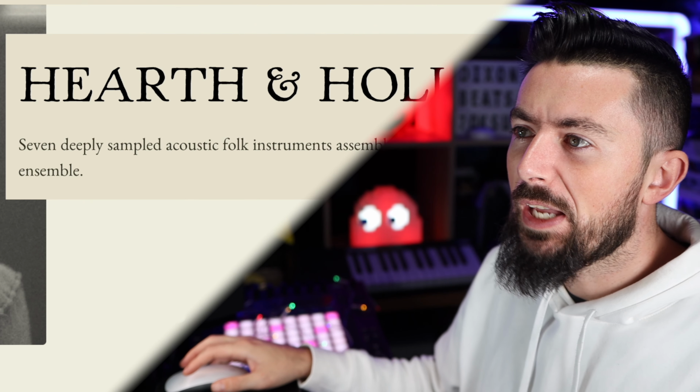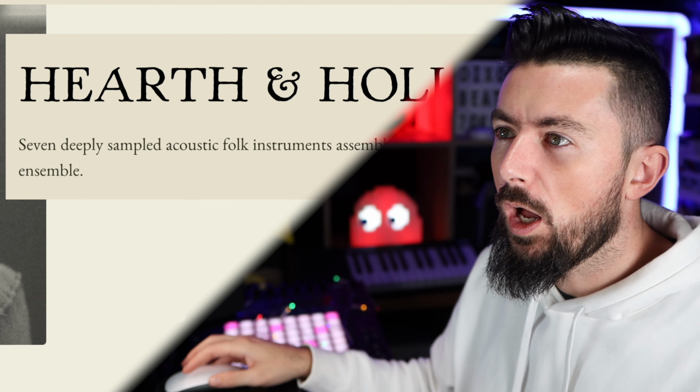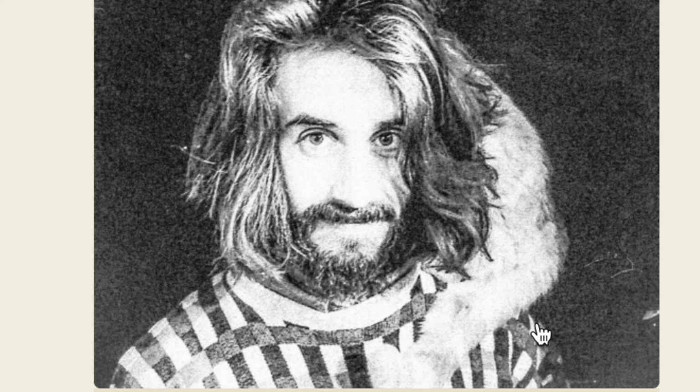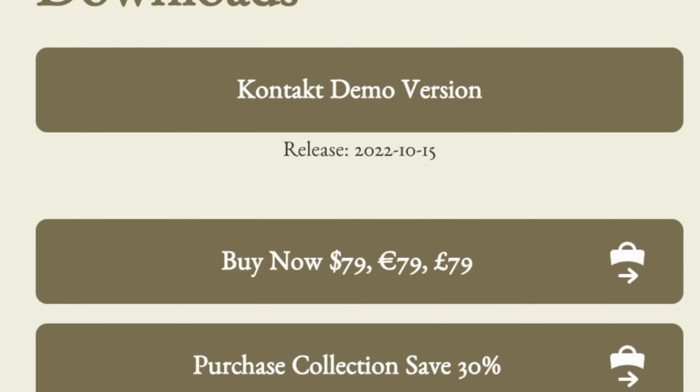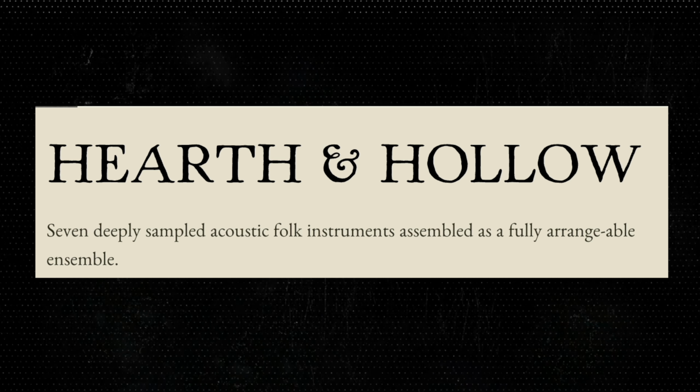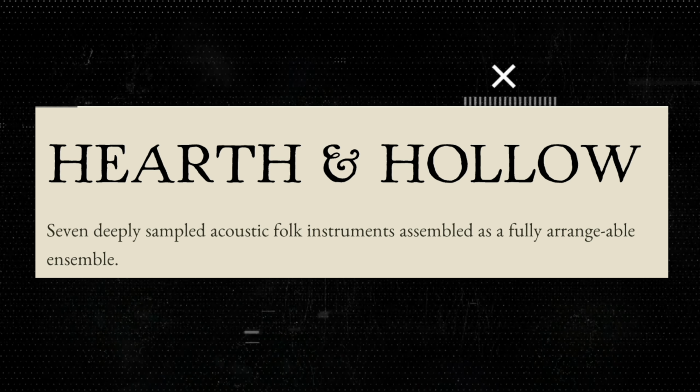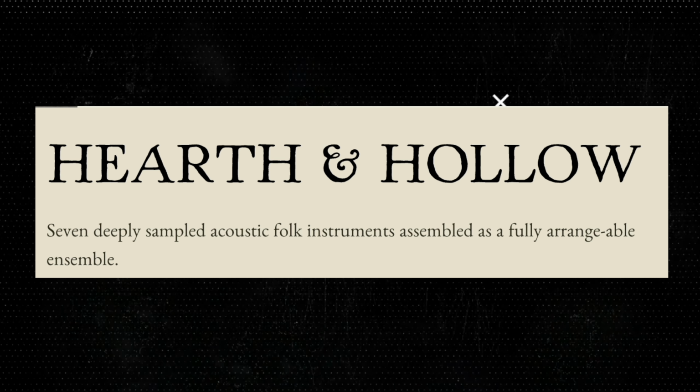First up, we're going to be looking at the Half and Hollow library from Piano Book. This library is by Hunter Rogerson. We're actually going to be looking at the free light version, which runs in Kontakt. If you don't have Kontakt, don't be disheartened. This is the only library in today's list that will require the full version of Kontakt. So the Half and Hollow is 7 deeply sampled acoustic folk instruments assembled as a fully arrangeable ensemble.